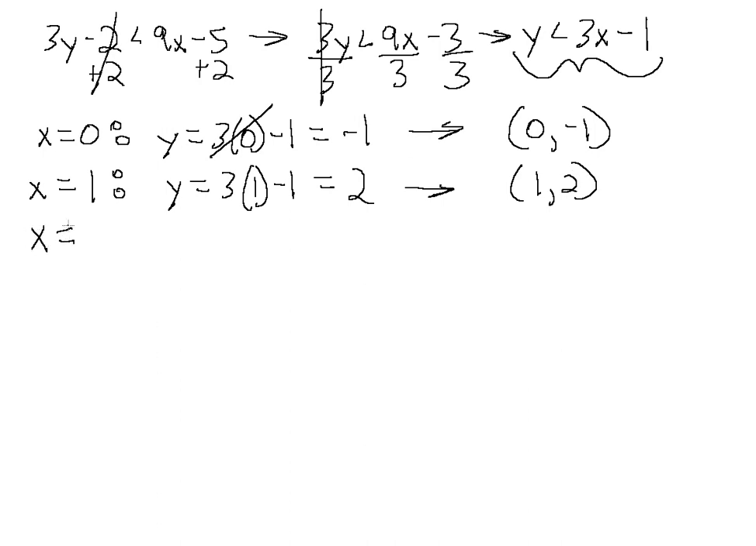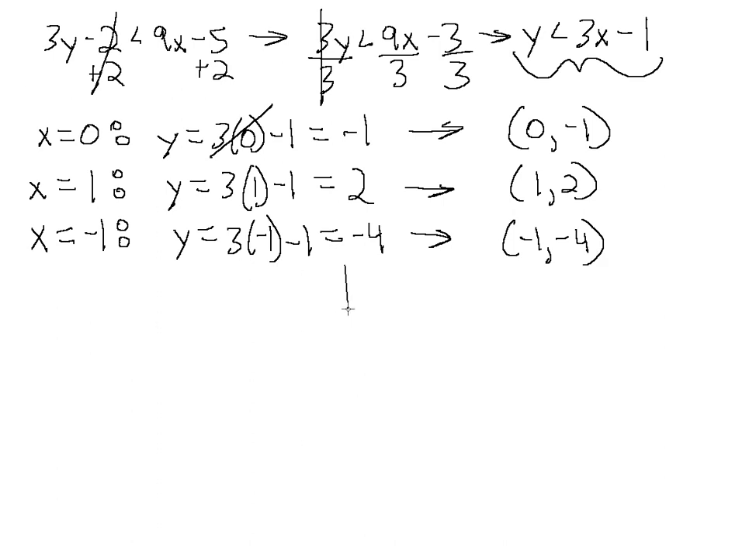See what's going on on the negative side of x by choosing negative 1. y equals 3 times negative 1 minus 1. 3 times negative 1 is negative 3. Negative 3 and negative 1 is negative 4, which gives us our third point of (-1, -4).